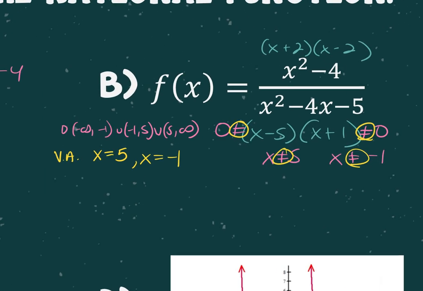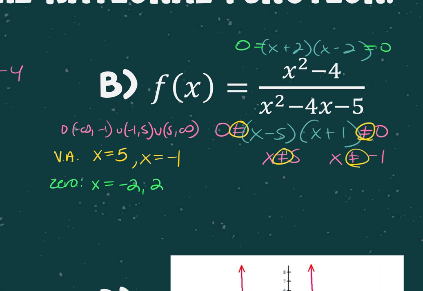Okay, then zeros, I set my numerator equal to 0, and I already factored it, but if I didn't already factor it, I would factor it at that point. And I get x equals -2 and +2, these we list. Good so far?